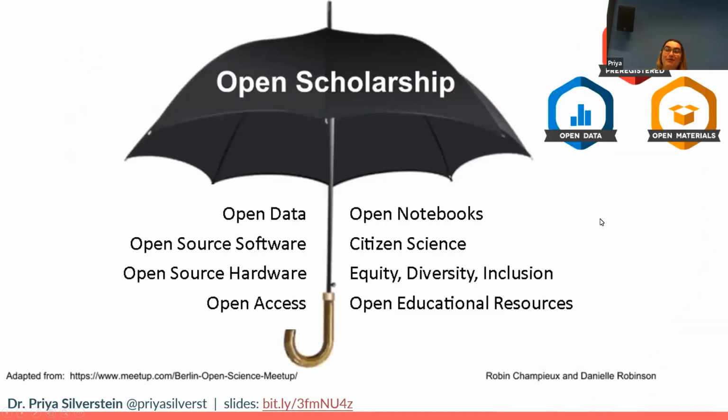When talking about open science, people have infinite definitions for what this means. I really love this open scholarship umbrella. It talks about lots of different things that could be included under open scholarship. The things you might think of when you think of open science, like open data, open access maybe, but also things you might not have thought of, like equity, diversity and inclusion. I will be talking about a bit of all of this.